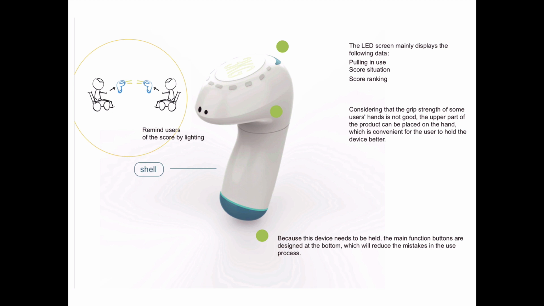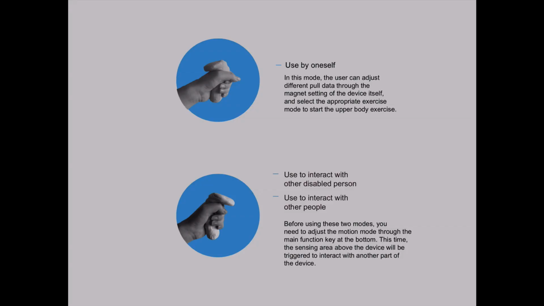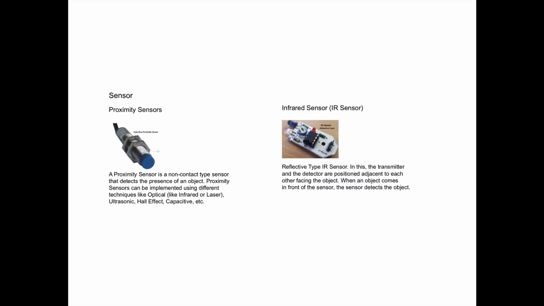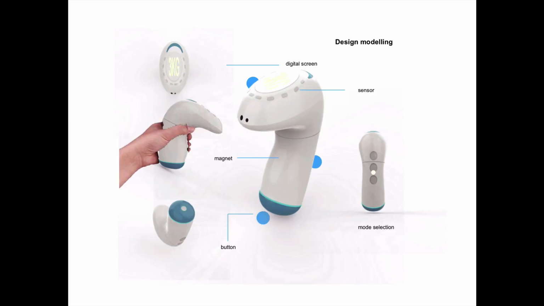They can use the device to interact with other people, and the device is trying to reduce mistakes in the use process. By holding it in different directions, the users can decide to use the device by themselves or interact with others. Here is my idea of the technical part. I use a sensor to sense the direction of the device. Also, there is a sensor to sense the direction of the people. Here is my design modeling. Thank you for watching. That's all.